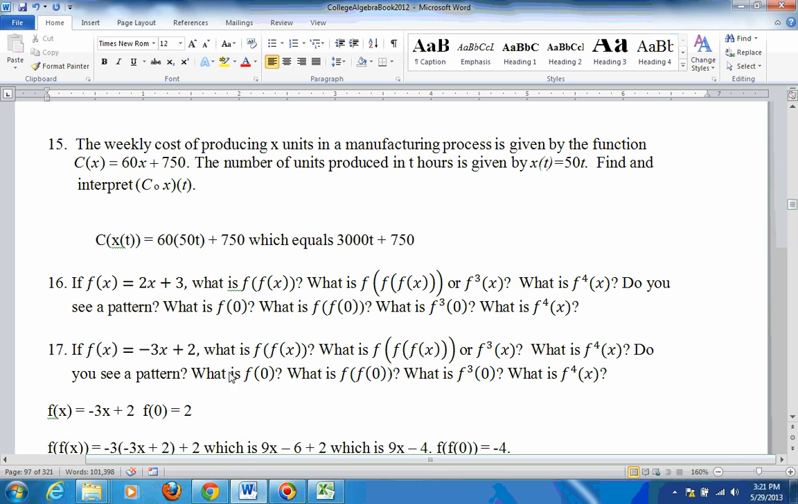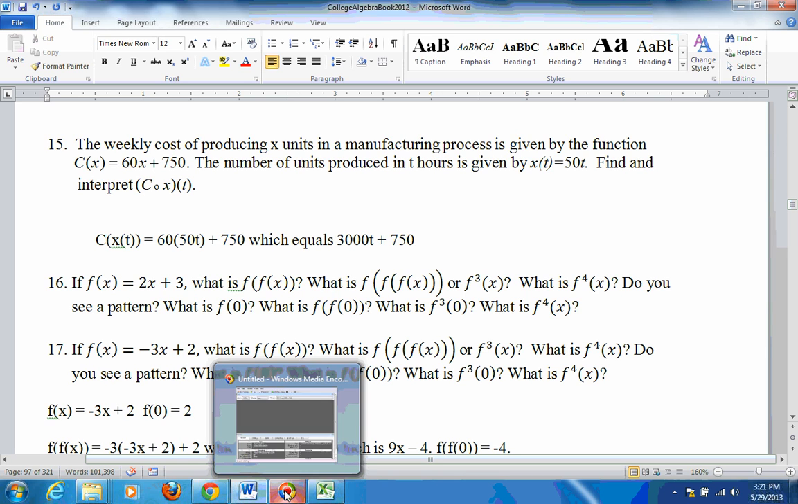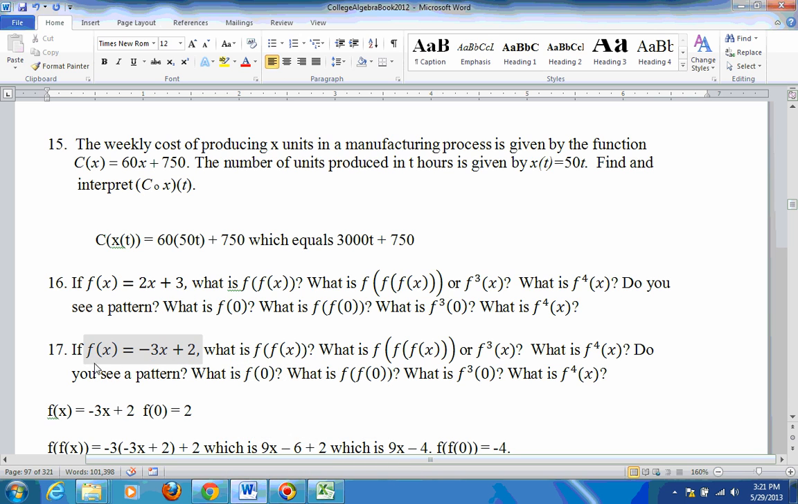And then on 17, they want you to composite the thing together several times with itself. So on this one, f of x equals negative 3x plus 2, and they want you to find f of f of x, or f to the third of x, and f to the fourth of x, which would be compositing it 4 times. They also want you to get f of 0 and so on.